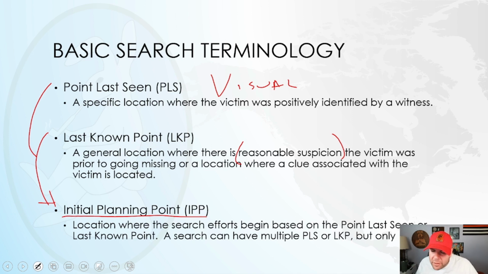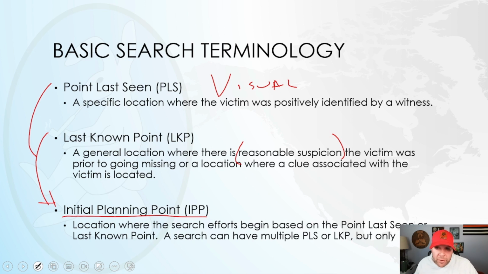so that way we can figure out whether or not we have enough information to deploy resources. We cannot deploy resources until we have an initial planning point. We need some place that we can start from a planning perspective. So that's either going to be a point last seen, someone saw them at a residence, someone saw them at a certain location, or a last known point.